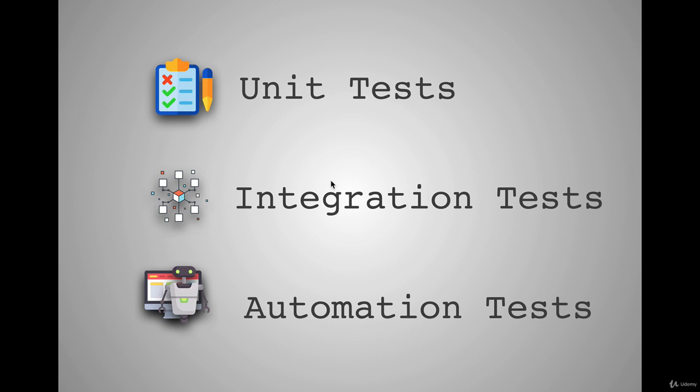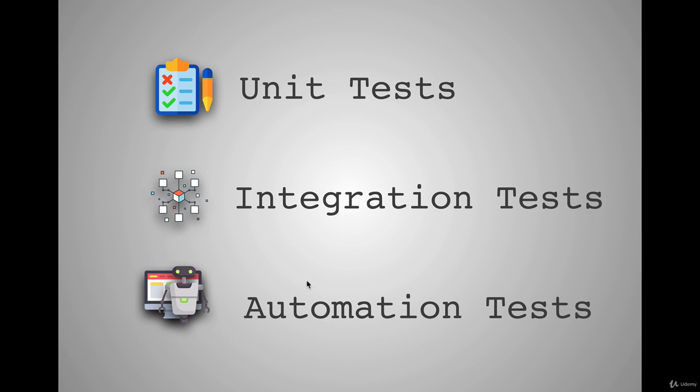This is testing how different pieces of code work together. So it can be testing whether the database works with the Express app that's requesting some data from the database. Or it could be how a function works with another function and how this connection between them works, and testing that. Finally, we have automation tests or UI tests.